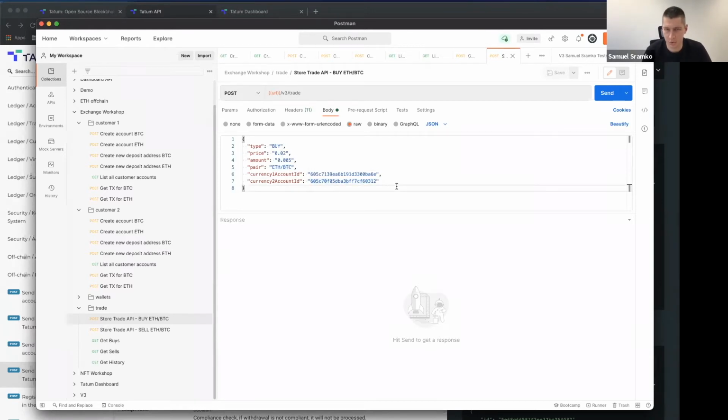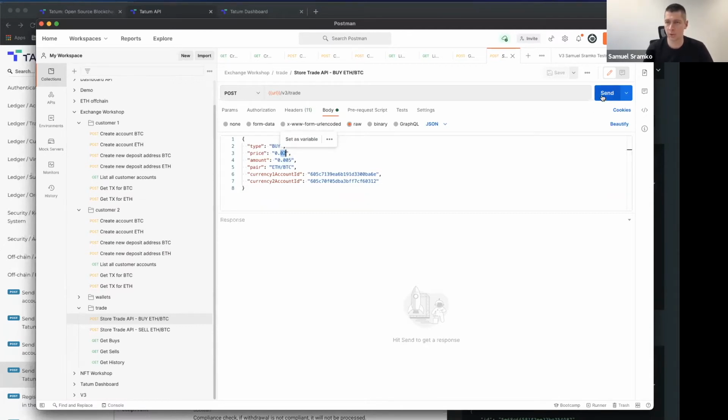The last thing, which is important, last but not least, is the amount of Ethereum we want to buy and the price we want to pay for that Ethereum. So I'm saying I want to buy 0.005 Ethereum for the price of 0.02 Ethereum per Bitcoin. This means I want to buy 0.005 and I want to pay this price. And that's it. That's super simple.